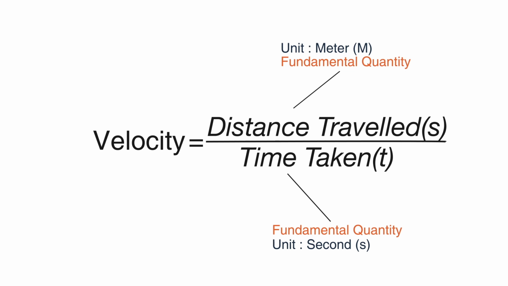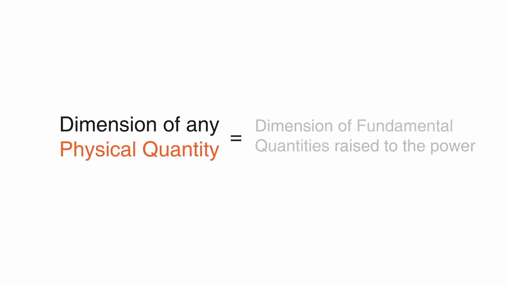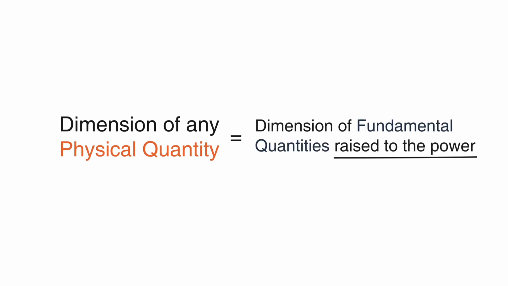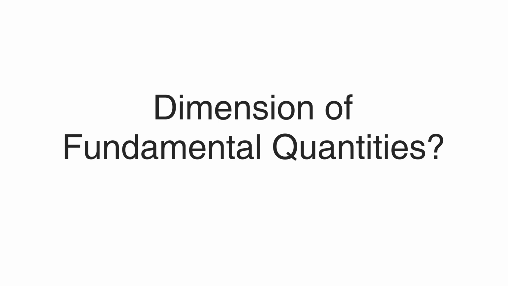As per the definition of dimension I told earlier, the dimension of any physical quantity is equal to the dimension of fundamental quantities raised to a power. Now, if we know the dimensions of fundamental quantities, then we can find the dimension of any physical quantity. But what are the dimensions of fundamental quantities, and how are we going to know about them?